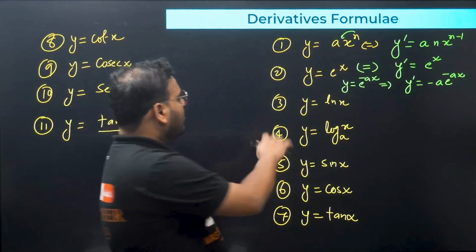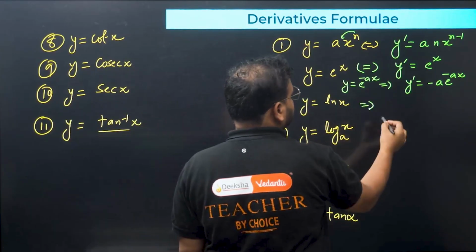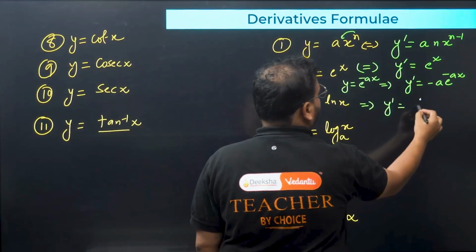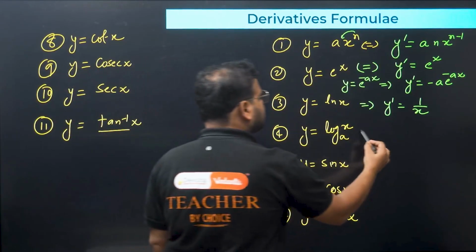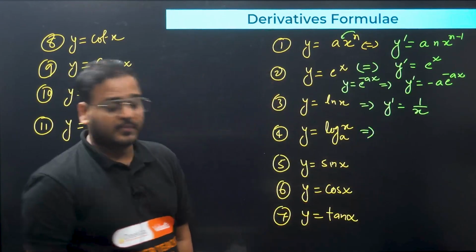Now, next one will be y equal to ln x. This is very simple. Simply y dash will become equal to 1 upon x. How about this log of x with the base a? Not difficult at all.